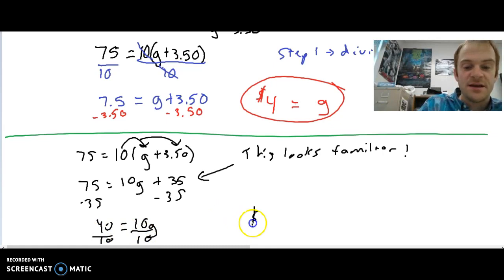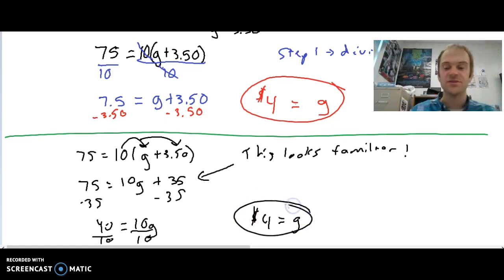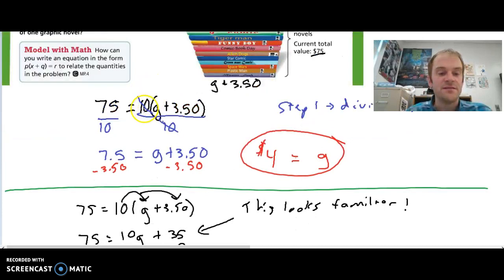I find that each one costs $4. Just two different ways. So the first way, what I did was I divided both sides by 10, because 10 is what was going to be multiplied.